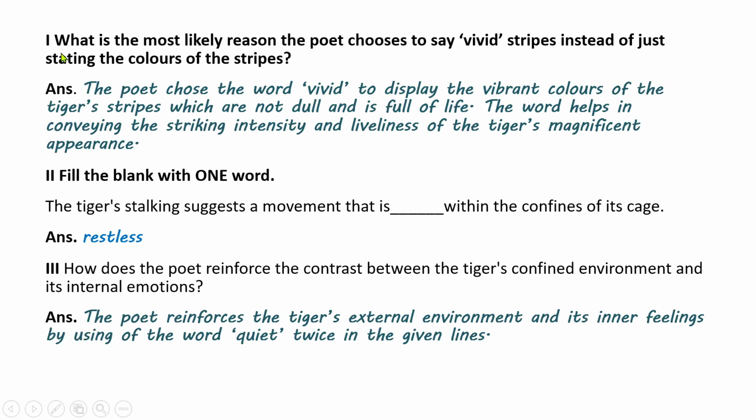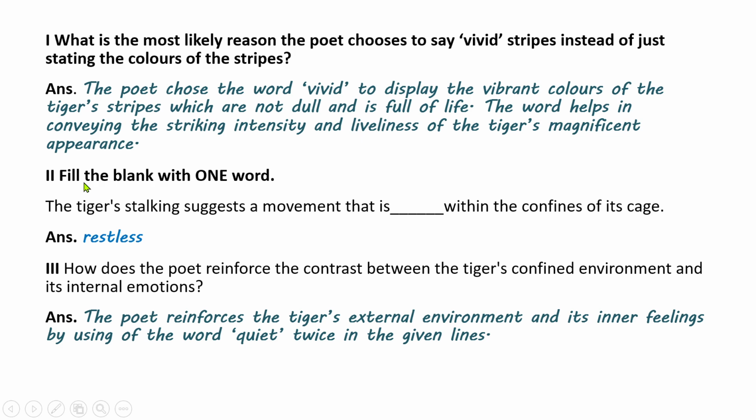Question 1. What is the most likely reason the poet chooses to say vivid stripes instead of just stating the colors of the stripes? We may say the poet chooses the word vivid to display the vibrant colors of the tiger's stripes, which are not dull and are full of life. The word helps in conveying the striking intensity and liveliness of the tiger's magnificent appearance. So we can say the word vivid helps in displaying the liveliness of the tiger.